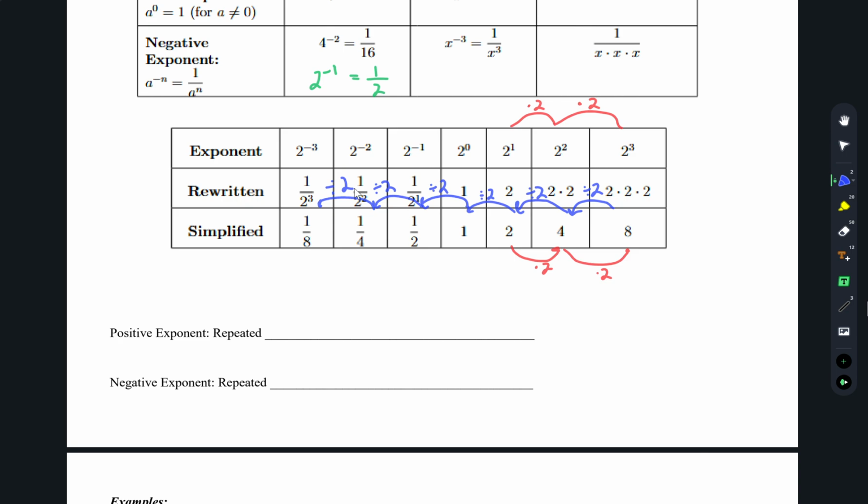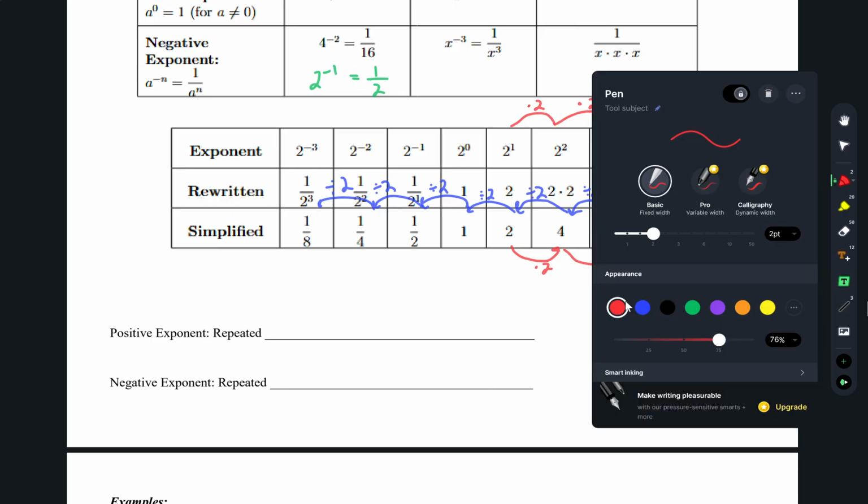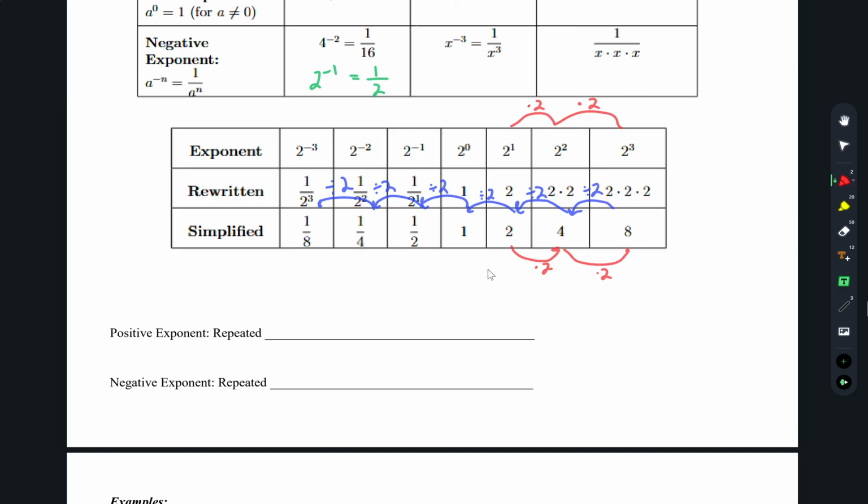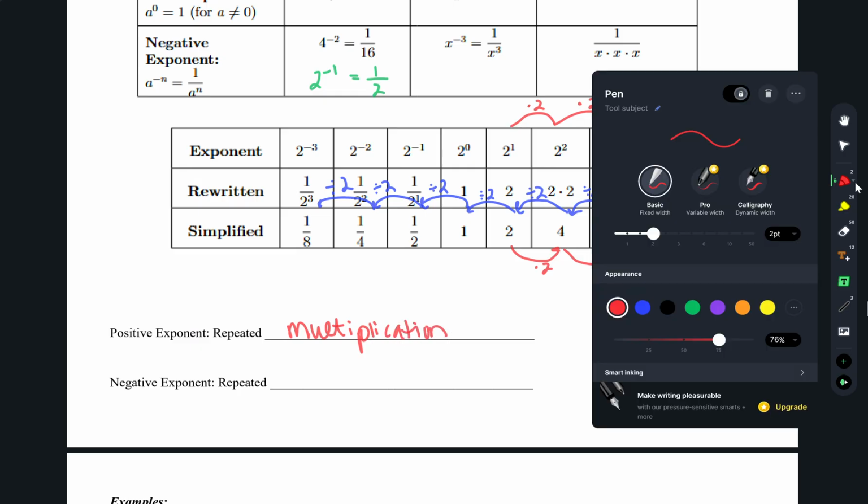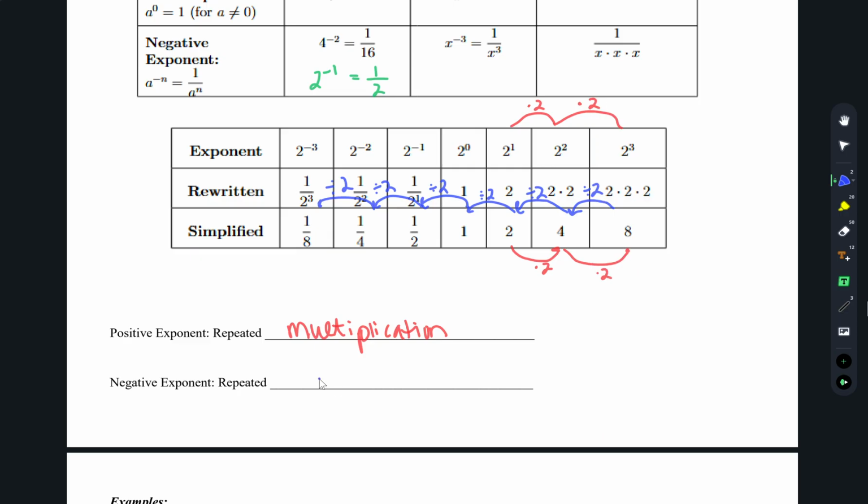So a positive exponent is repeated multiplication. If you're going that way, doing positive numbers, that's repeated multiplication, and the other way is repeated division. When you see a positive exponent, think multiplying. When you see a negative exponent, think dividing, because that's what they mean.